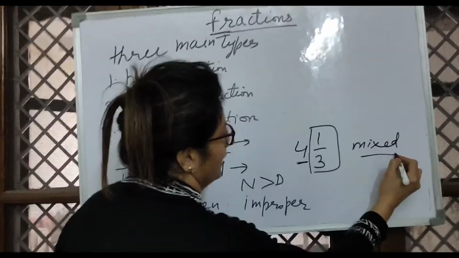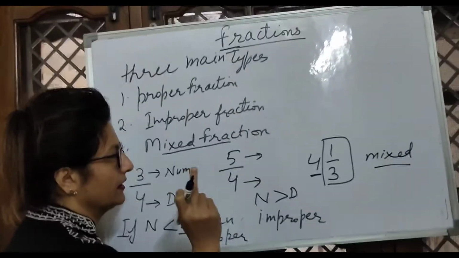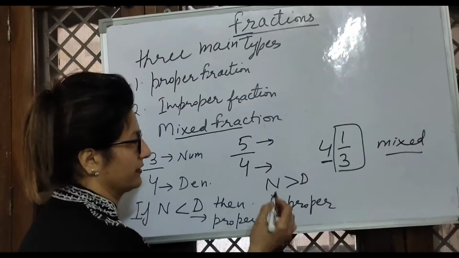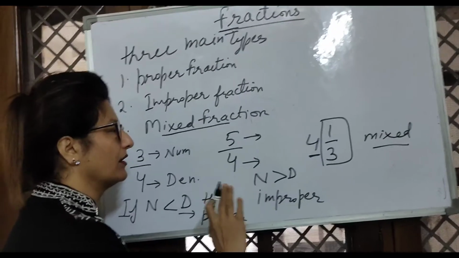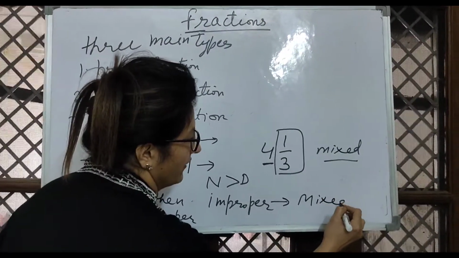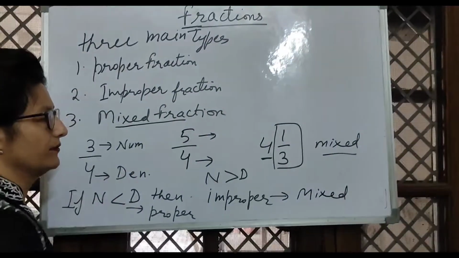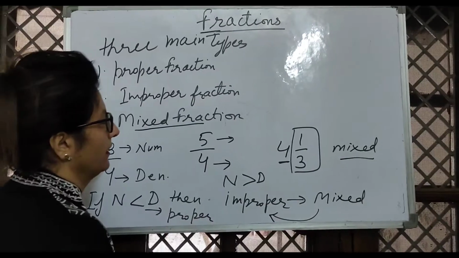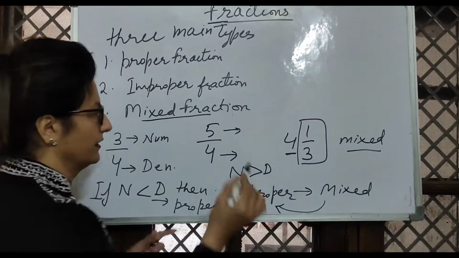Okay, and mixed fraction is another form of improper fraction. We can always change improper fraction into mixed fraction and vice versa. We can also change mixed fractions to improper fraction. Okay, how can we do this?